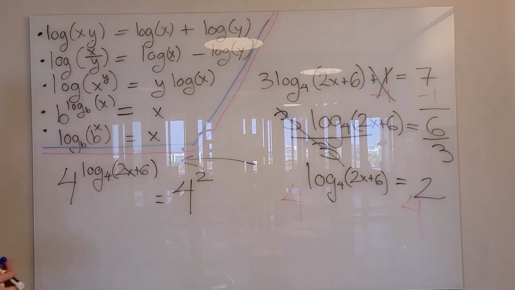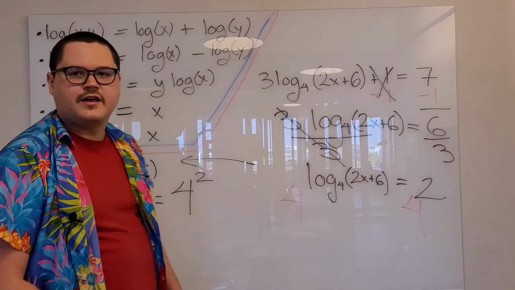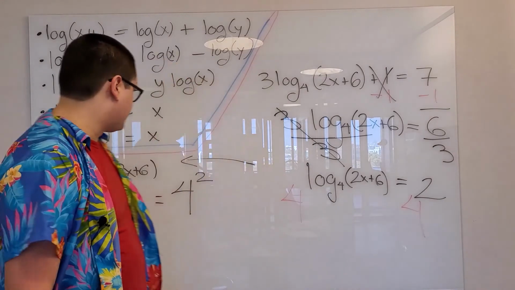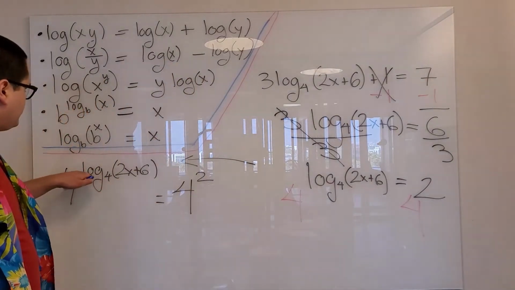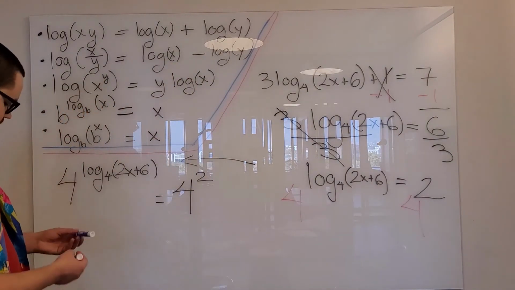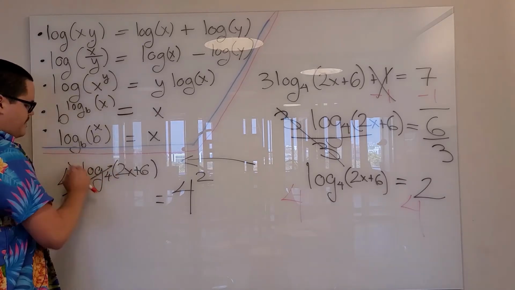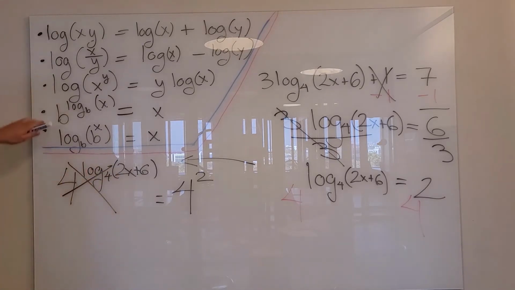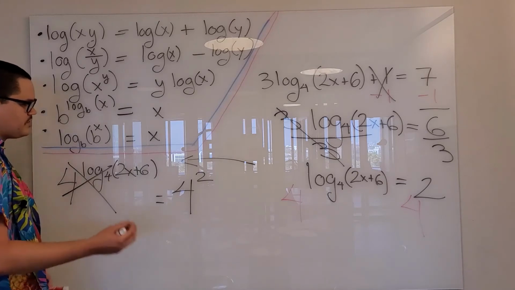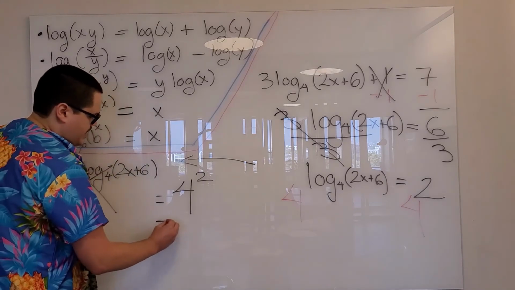Okay? Now why did I do that? Well, I did that so we could get some cancellation. We have 4 to the log base 4 of (2x plus 6). Boom, gone. Why? That's rule number 4. Now on the right hand side, we have 4 to the power of 2. Means 4 times itself 2 times. 4 times 4, that's 16.